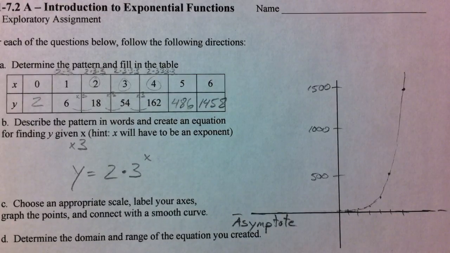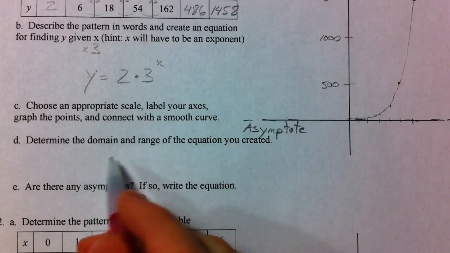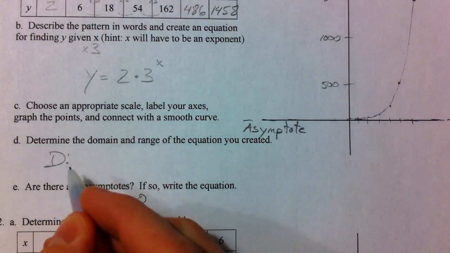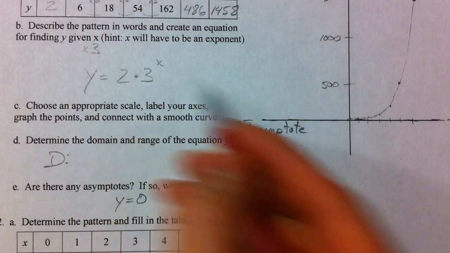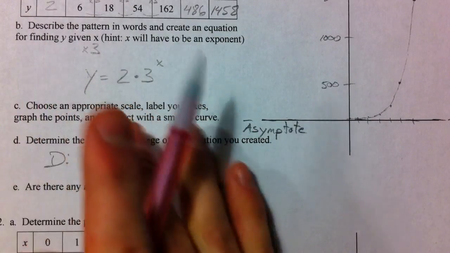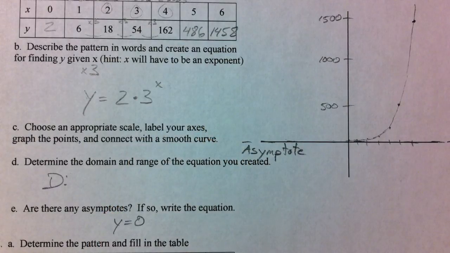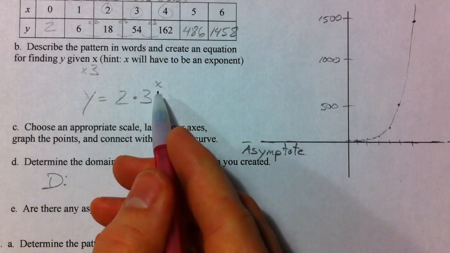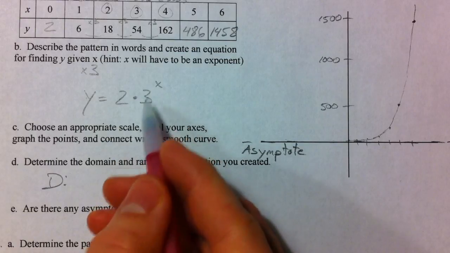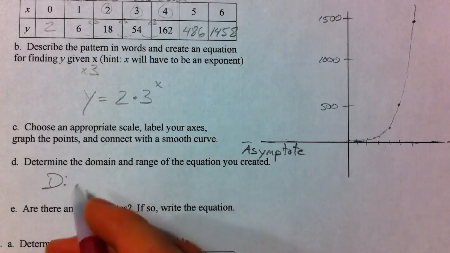So y equals 0 is that asymptote of that equation. Domain and range? Well, domain, we've seen that we've used positives. We've seen that we've used 0. Are we allowed to raise a power to a negative? Yes. So 3 to the negative 1, 3 to the negative 2nd, that's when you flip it over and you get the reciprocal of it.